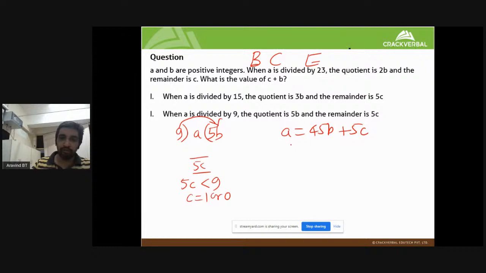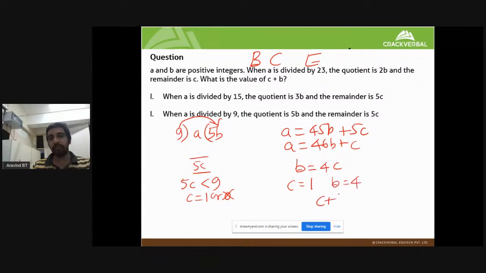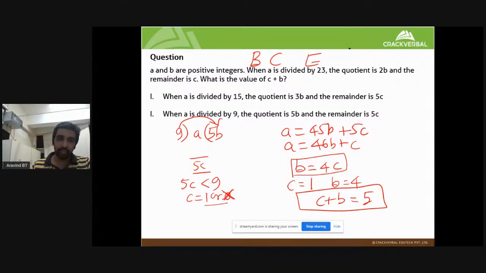Also very important to not forget that according to the question, A is equal to 46B plus C. Equating both, again we get B equal to 4C, which tells us that C cannot be 0, therefore C can be only 1, and therefore B can be only 4, and therefore we have C plus B as a unique value of 5. Why is this coming out to be unique? Because we have fewer values, and out of the fewer values, because of this equation, one value gets eliminated and we only have one value left. That has to be the answer.